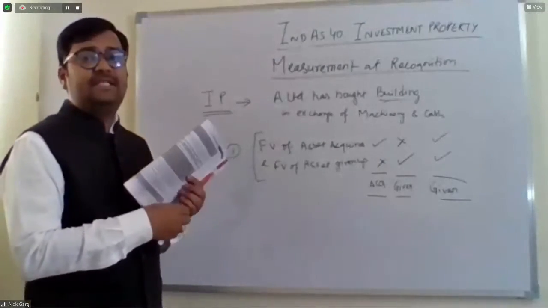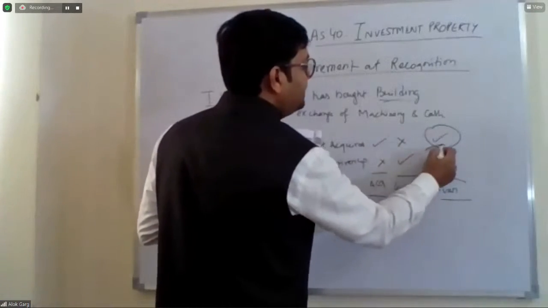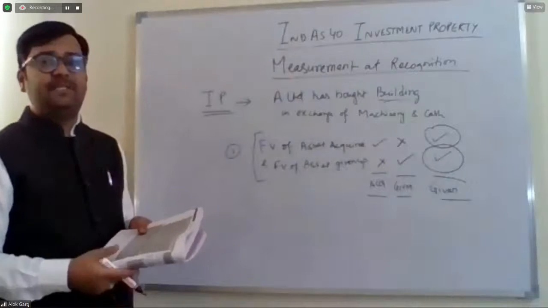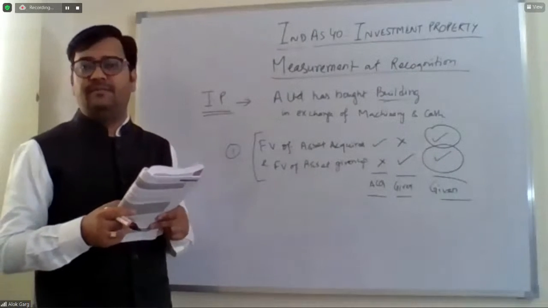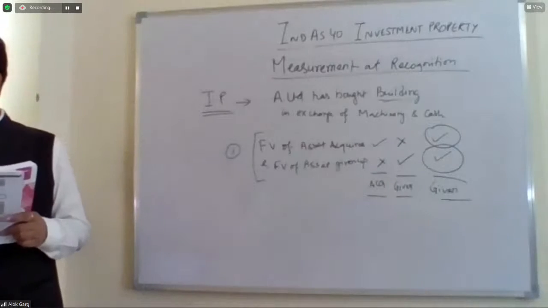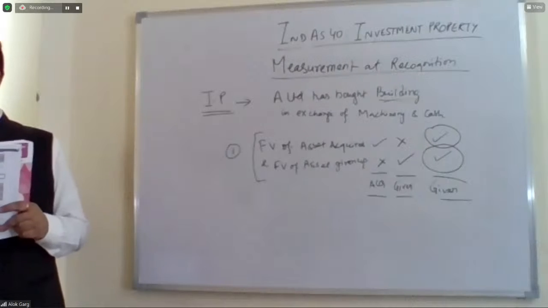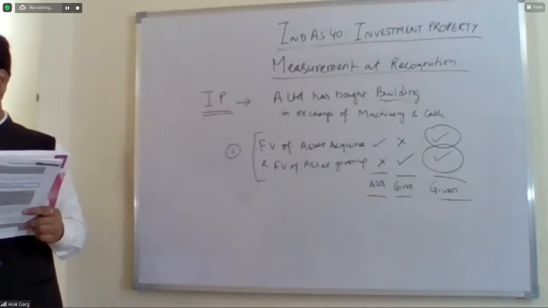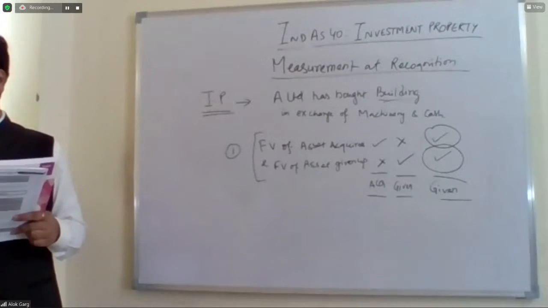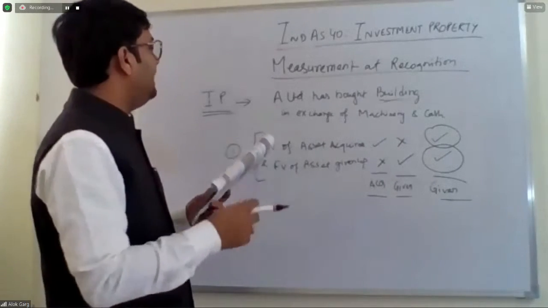Friends, tell me, in this case, the fair value of asset acquired is given as well as the fair value of asset given up is given. So which value needs to be taken? Kaustav, don't worry, your query will also be answered in the answer of this particular example. So what will be the accounting entry?